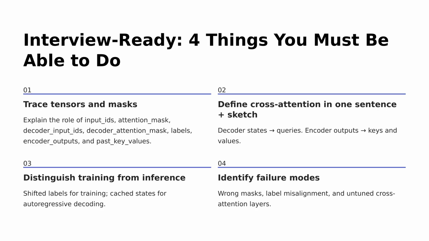To be interview-ready on encoder-decoder models, you should be able to do 4 things. First, trace the key tensors and masks, including input IDs, attention masks, decoder inputs, labels, encoder outputs, and cached past key values. Second, define cross-attention clearly. Decoder states form queries, while encoder outputs provide keys and values. Third, separate training from inference. And fourth, spot common failure modes like bad masks, label misalignment, or weak cross-attention tuning.